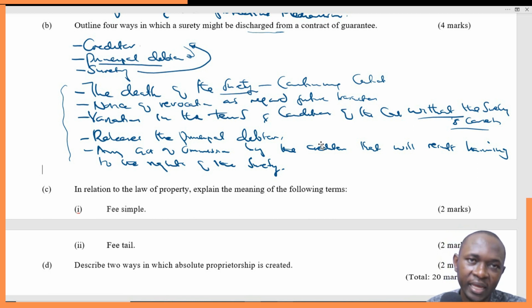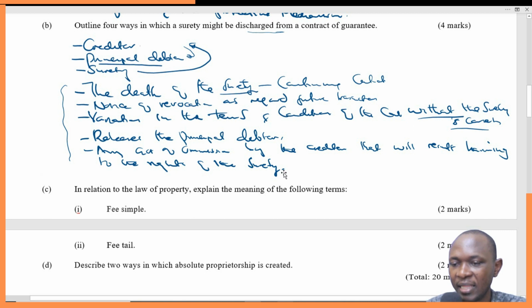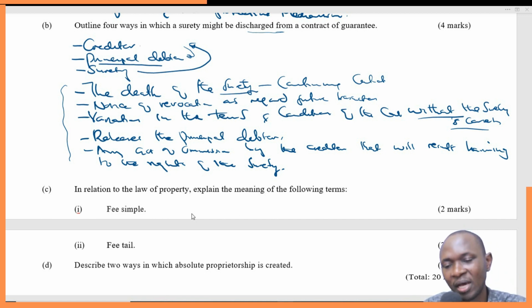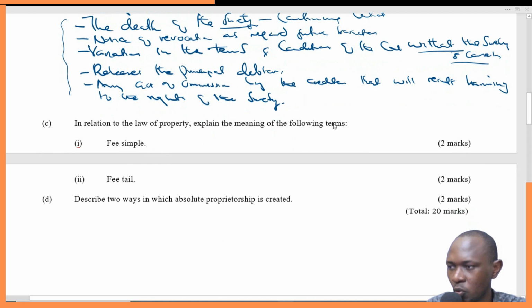Then if the creditor releases the principal debtor for one reason or the other, maybe he has paid the entire amount, automatically the surety is also discharged from that contract. And then any act or omission by the creditor that will put the surety in a situation that he really didn't expect, or in a situation that will harm him or will possibly prevent him from recovering whatever he possibly would have recovered from the principal debtor, that will also have the effect of discharging the contract of guarantee. So these are 5 points. Pick any four and you'll be good to go.